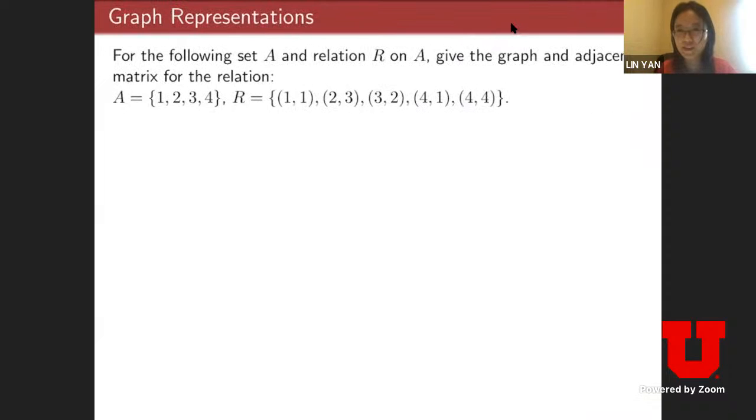This problem is an easier one. Please use 1 minute to think about it, and then we will work on it together.